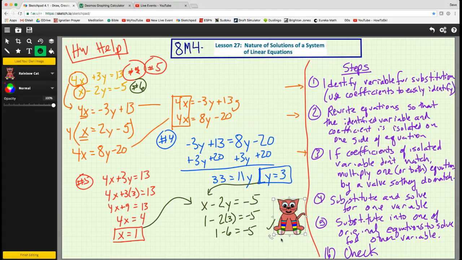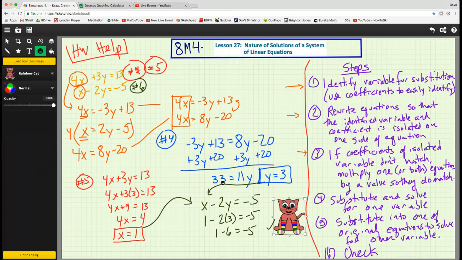Happy cat. We have solved the most difficult of substitution equations. All right. So these are your steps. Hopefully this all makes sense.